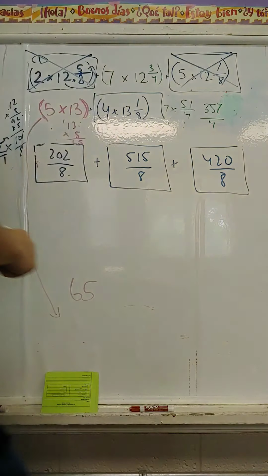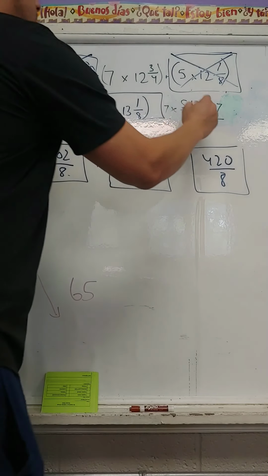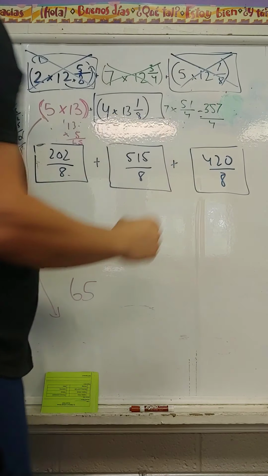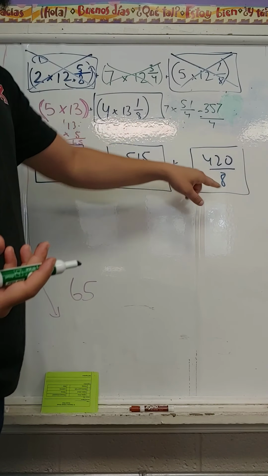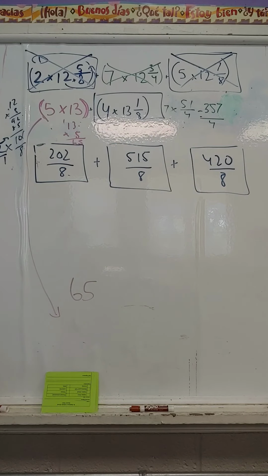Over 4. Now, am I done? This part is done. But am I done? No, because when I go to add, I can't add a fourth to an eighth. Remember, the rules are multiplication and division: the denominator doesn't have to be the same. Addition and subtraction, they do.